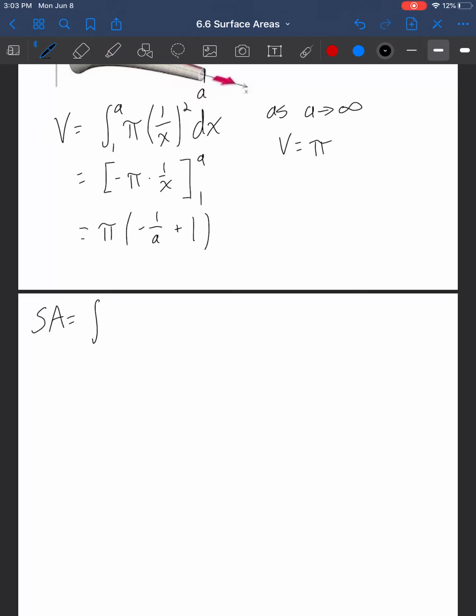So our surface area calculation is the integral from 1 to a of 2 pi times 1 over x. And we also need the square root of 1 plus f prime of x squared, so we need f prime. Derivative of x to the negative 1 is negative 1 over x squared. I just bring down the negative 1 and decrease the exponent by 1. So this is 1 plus negative 1 over x squared, all squared dx.